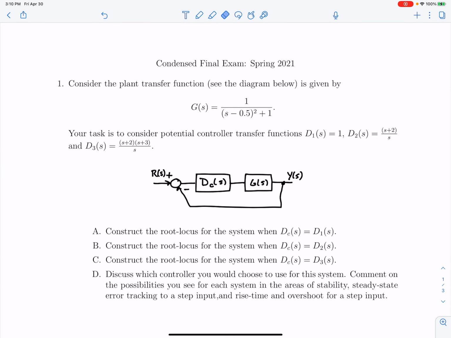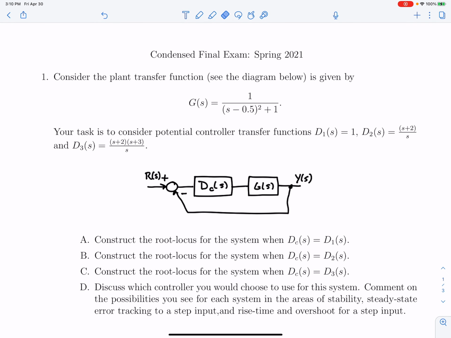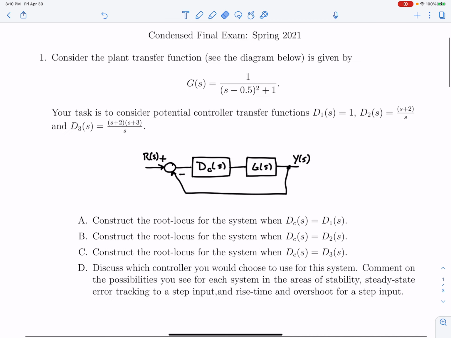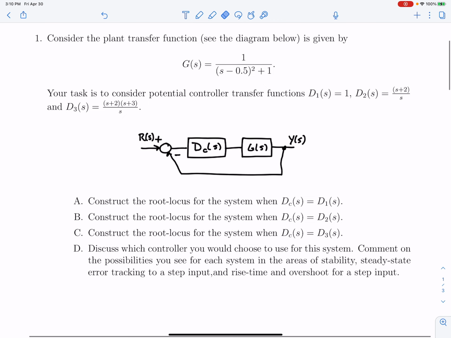Okay, I wanted to walk through this condensed final exam that we have for the spring 2021 semester. So the first problem and the second problem, they're really very closely related. I thought I'd give you the first problem to give you ideas on how to attack the second.